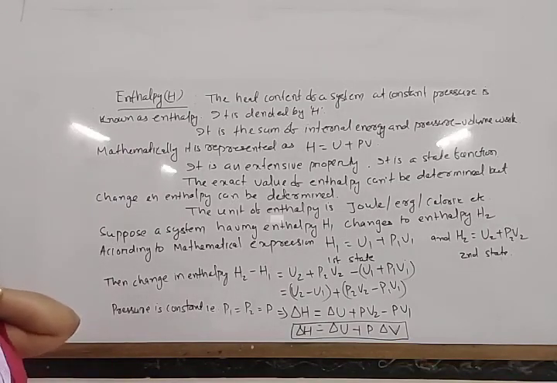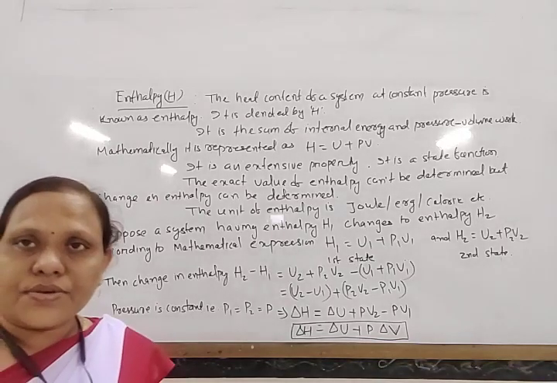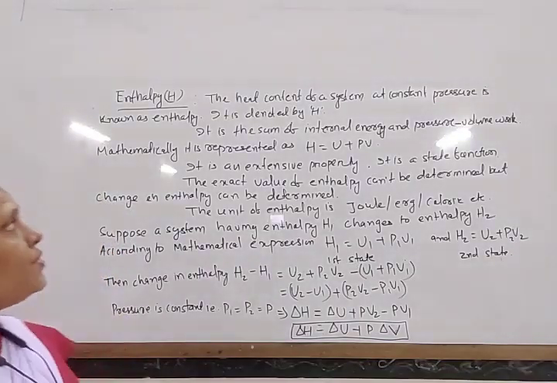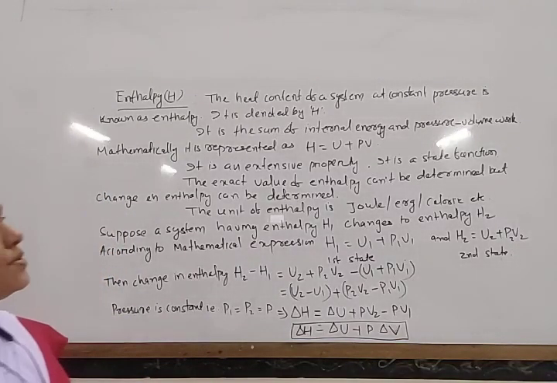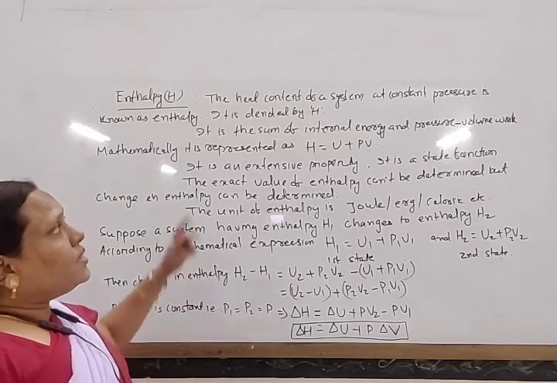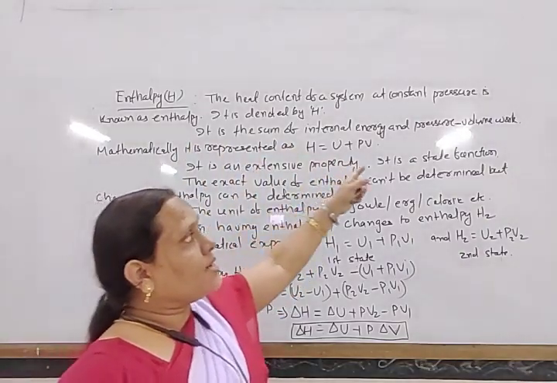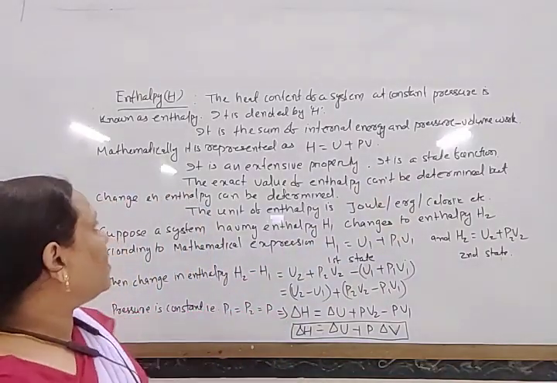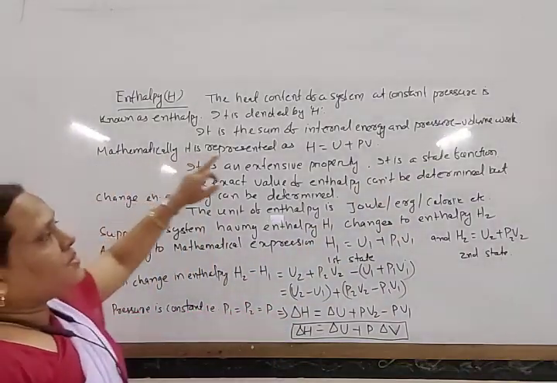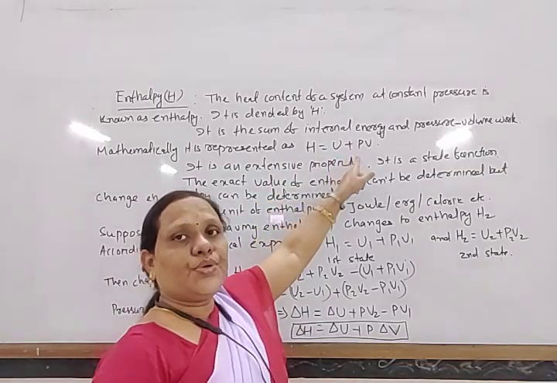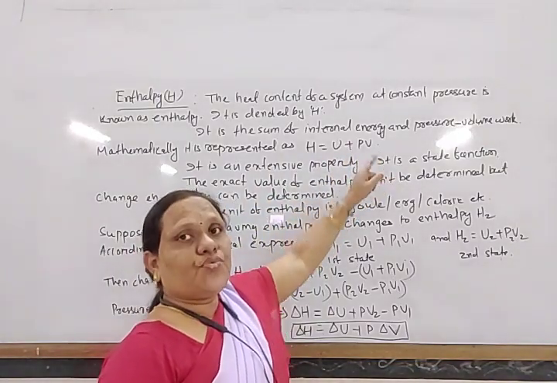The heat content of a system at constant pressure is known as enthalpy. The heat change that takes place at constant pressure in any system is known as enthalpy. It is denoted by H. It is also expressed as the sum of internal energy and pressure-volume work. Mathematically it is represented as H is equal to U plus PV.